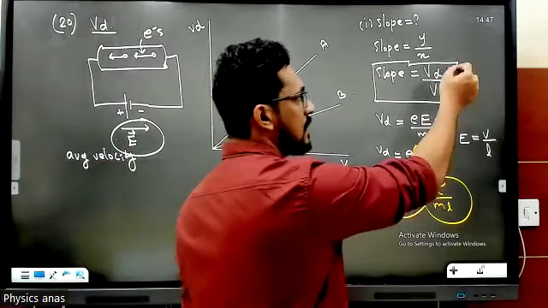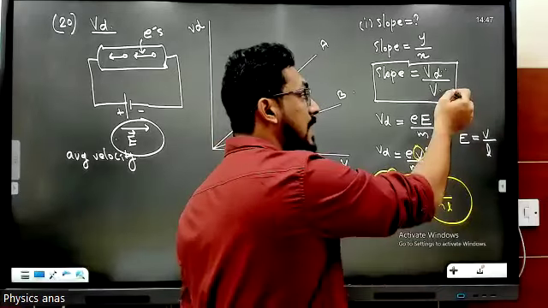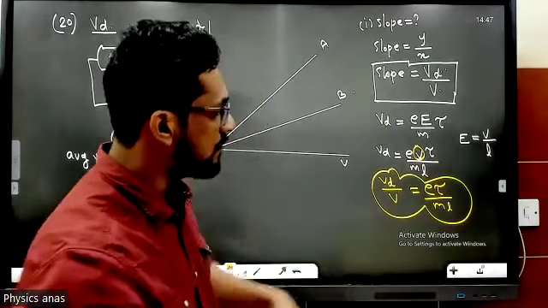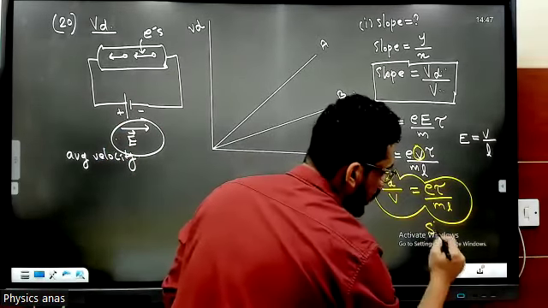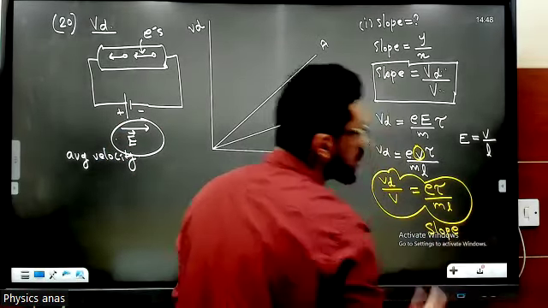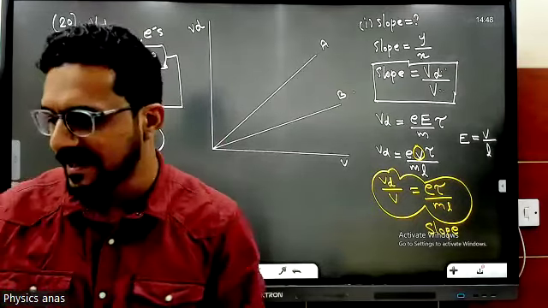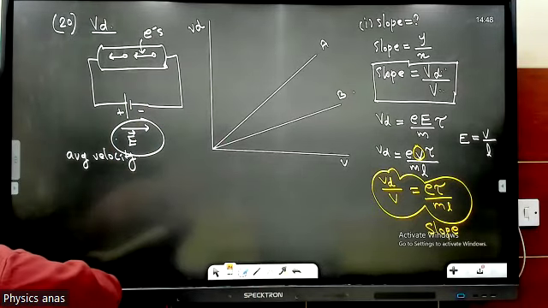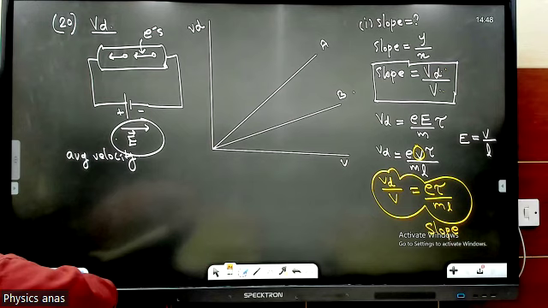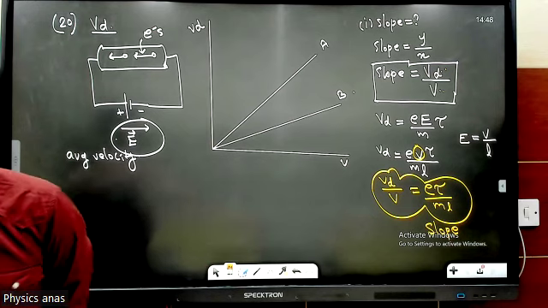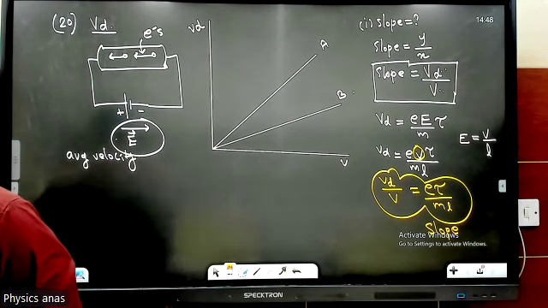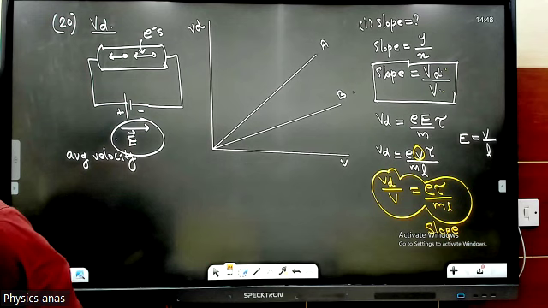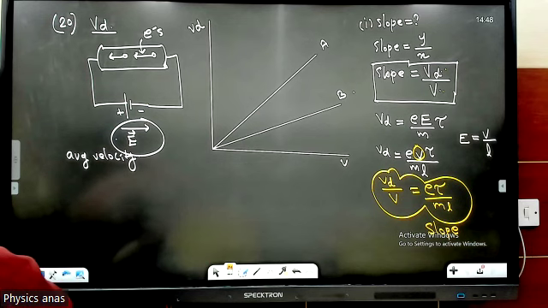What is the slope here? Slope here is Vd by V. From the equation, we got what the slope is. So now slope is equal to eτ by mL. Did you understand that? Sidra, Jumana, did you guys understand that one? Slope of the graph? Yes, sir. Okay. What about you, Jumana? Okay, Jumana.